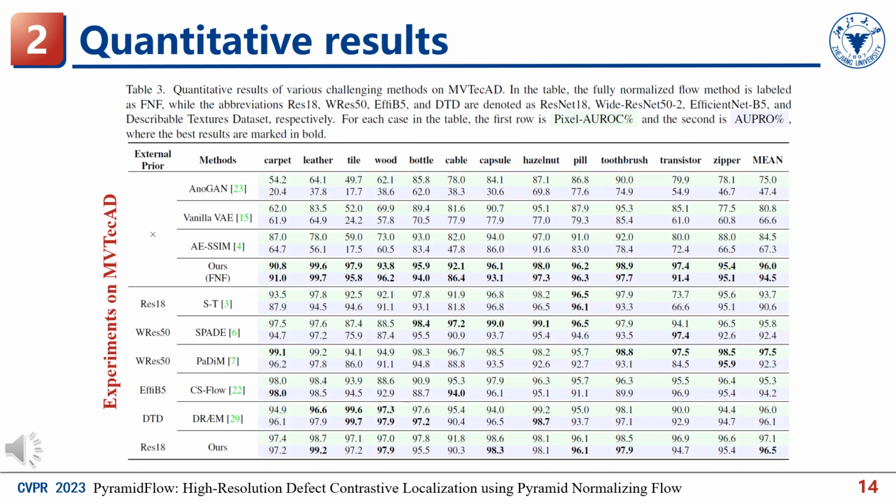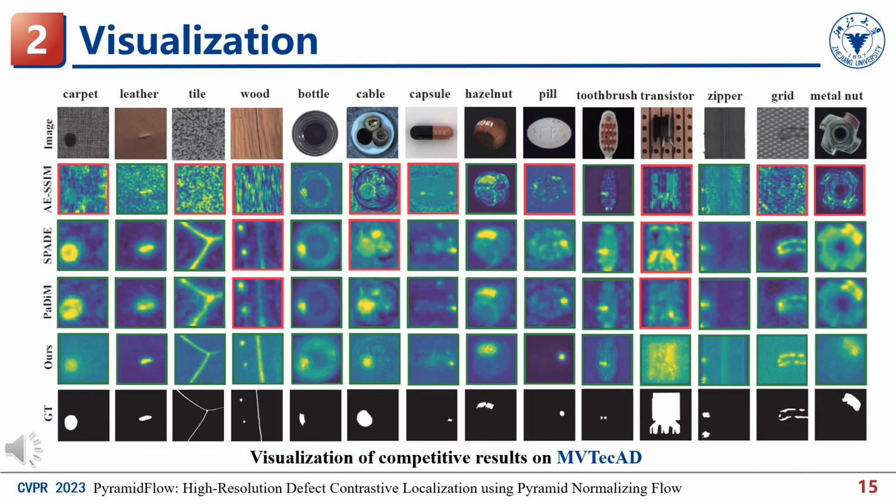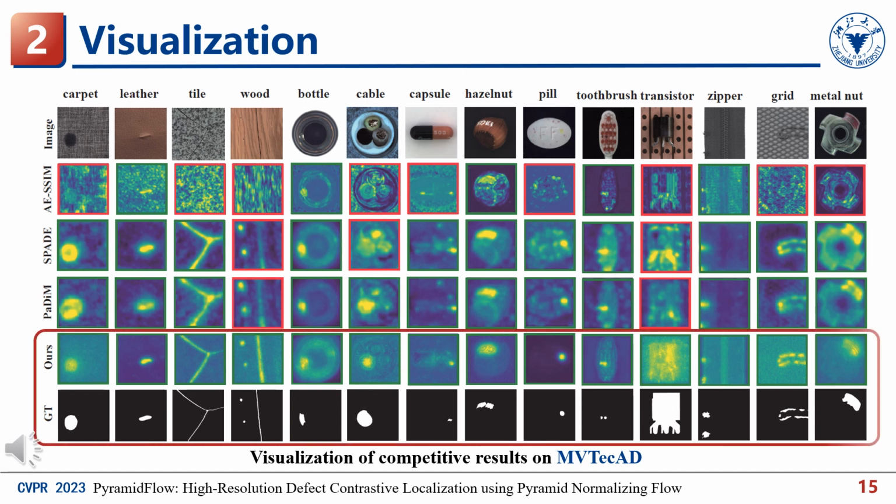The fully normalized flow method is labeled as FNF, while the other abbreviations denote ResNet18, Wide-ResNet50-2, EfficientNet-B5 and the Describable Textures dataset, respectively. The table demonstrates that our method outperforms comparable algorithms that do not use external priors, achieving the highest area under the per-region overlap score among all advanced methods. Furthermore, the visualization of the anomaly map clearly shows that our method achieves precise localization with reasonable scale.